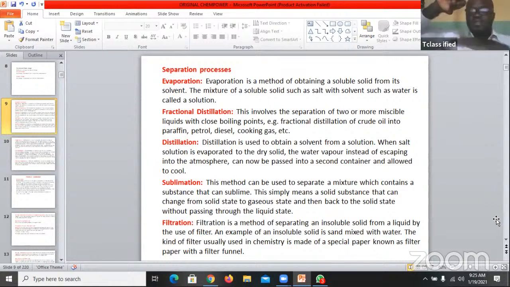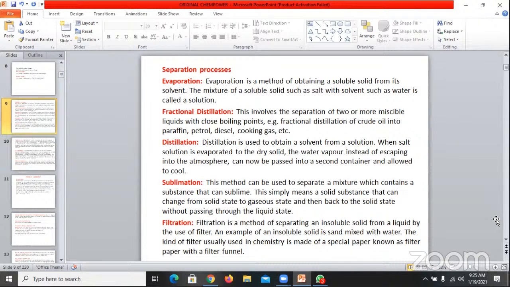So filtration is the method of separating an insoluble solid from a liquid by the use of filter paper. An example of an insoluble solid is sand mixed with water. So for a sand-water combination, you can use filtration to separate it. The kind of filter usually used in chemistry is made up of special paper known as filter paper, with a filter funnel. So with that, you can have your separation.